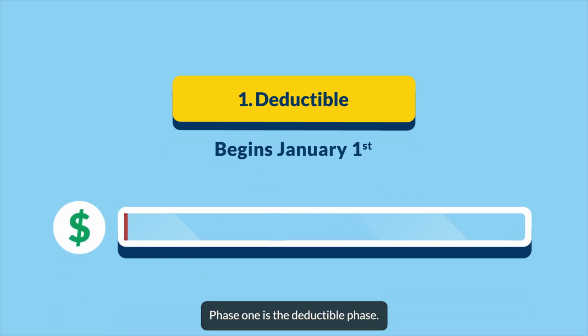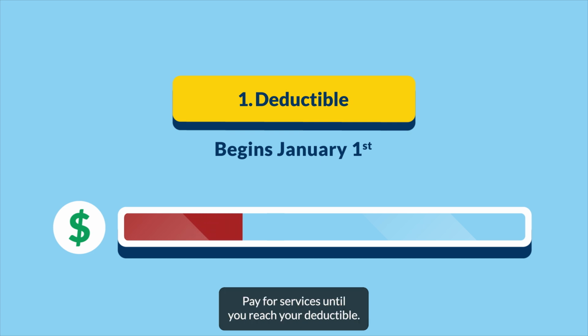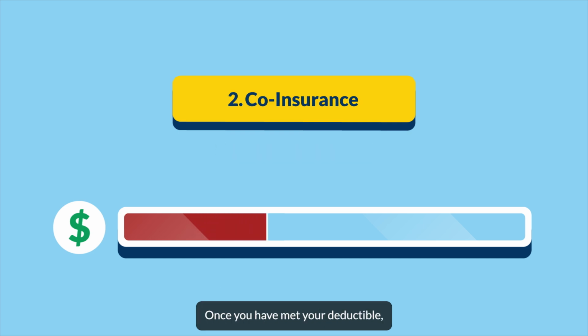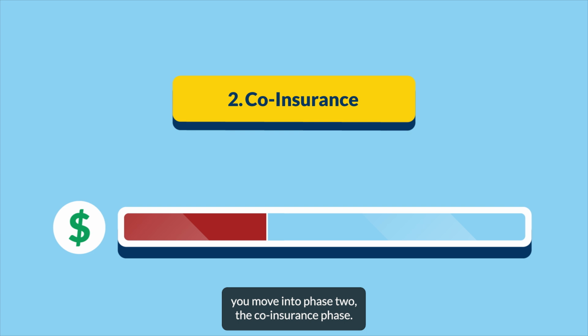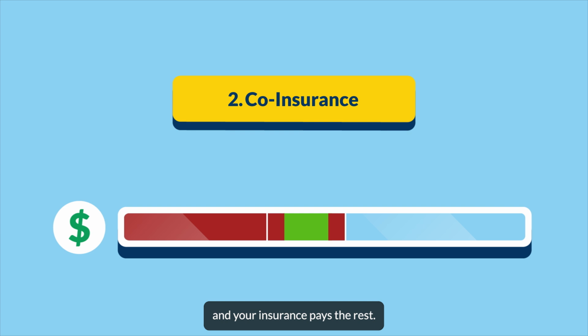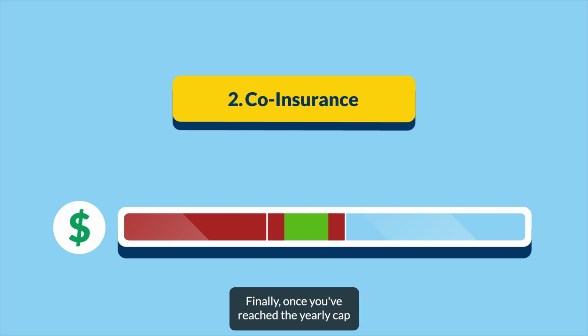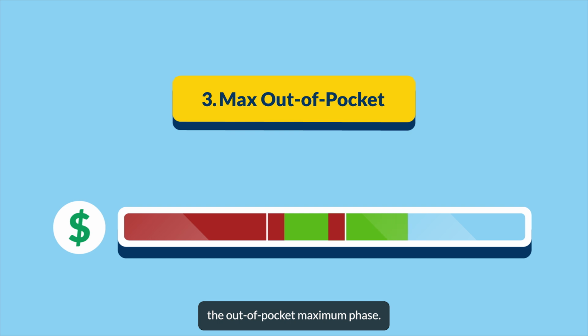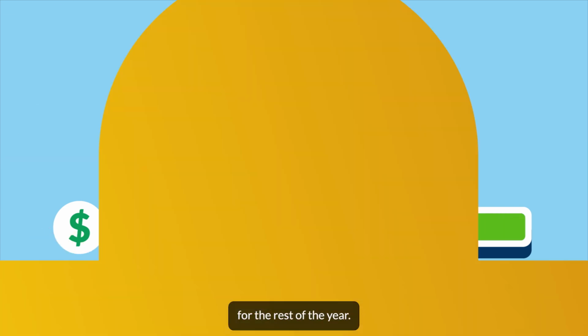Phase 1 is the deductible phase. This begins January 1st. Pay for services until you reach your deductible. Once you have met your deductible, you move into Phase 2, the coinsurance phase. Now, you pay a percentage of the cost of healthcare services, and your insurance pays the rest. Finally, once you've reached the yearly cap on what you have to pay, you enter Phase 3, the out-of-pocket maximum phase. Now your insurance covers 100% of costs for the rest of the year.